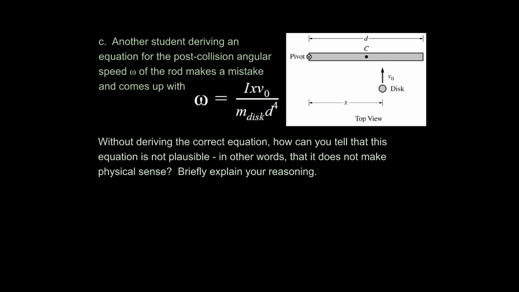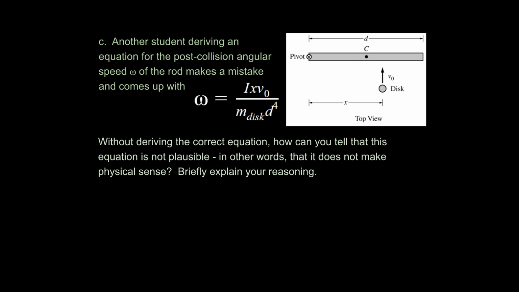Okay, and there are a couple things that are going on with this part C. So if we take a look at it, it says another student deriving an equation for the post-collision angular speed omega of the rod makes a mistake and comes up with this. Without deriving the correct equation, how can you tell that this equation is not plausible? In other words, that it does not make physical sense. Briefly explain your reasoning. Let's think about this here for a moment. So there are really three things we can address.